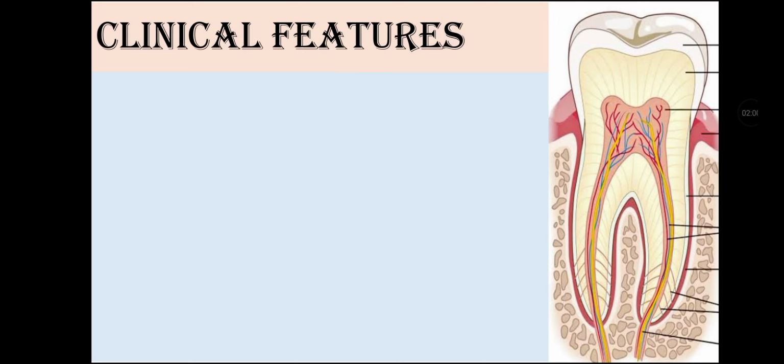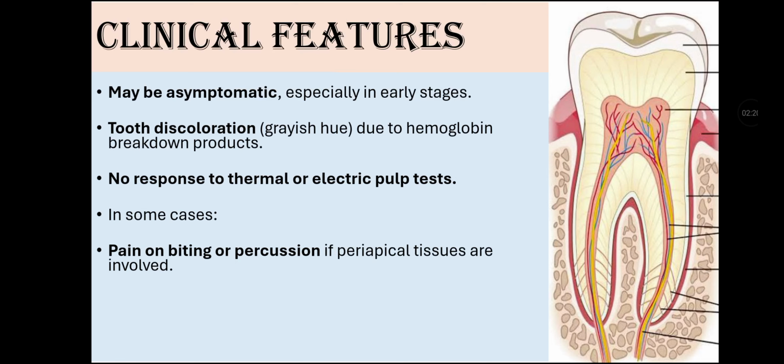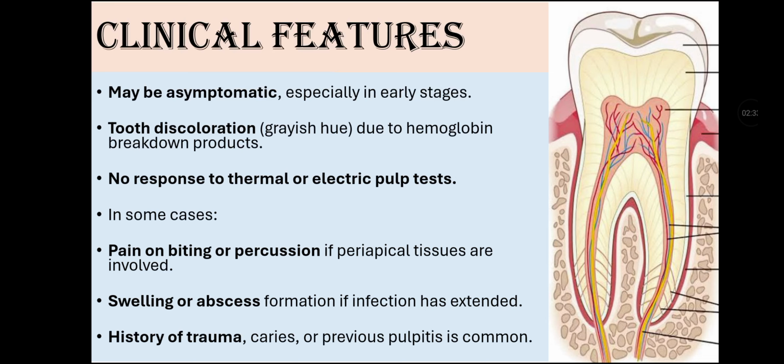The clinical features of pulp necrosis may be asymptomatic, especially in early stages, and tooth discoloration like a gray hue due to hemoglobin breakdown products is one of the features of pulp necrosis. It has no response to thermal or electrical pulp tests, which represents that the pulp is dead. In some cases, pain on biting and percussion is there, especially if periapical tissue is involved, and swelling or abscess formation can also be seen if infection is extended. History of trauma, caries or previous pulpitis is common in these patients.